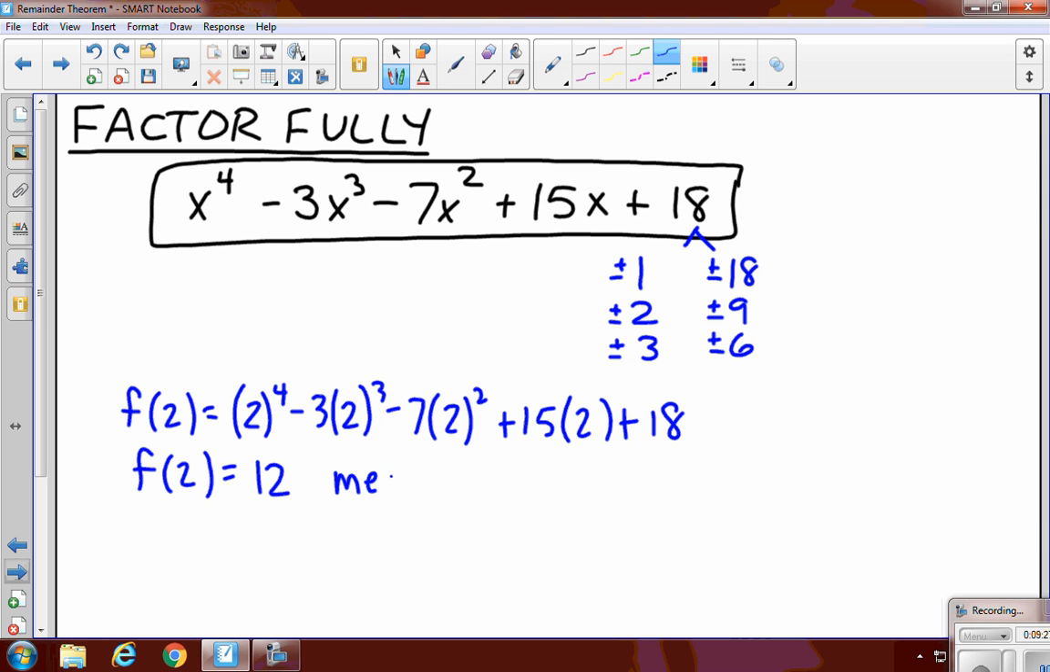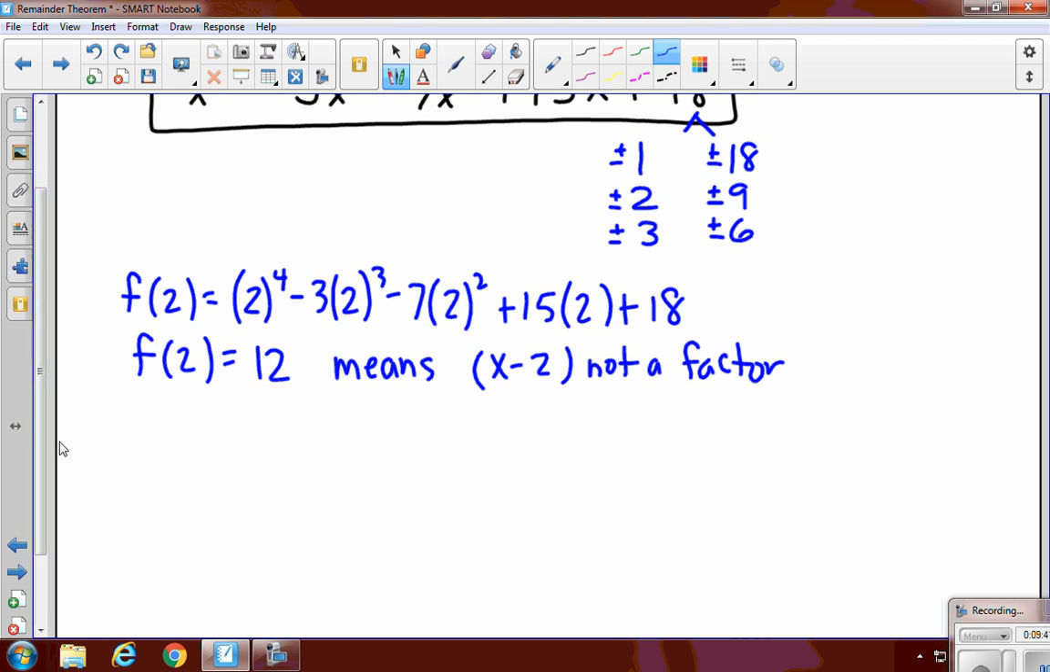So this basically means x minus 2 is not a factor because I have a remainder. So we move on and we try something else. So let's try, I don't know, let's try a 3. So we put it in again.